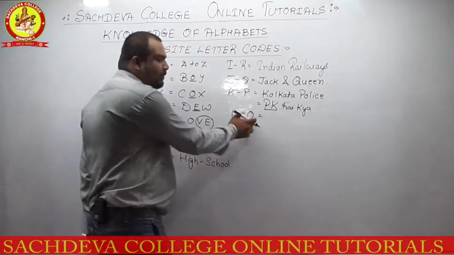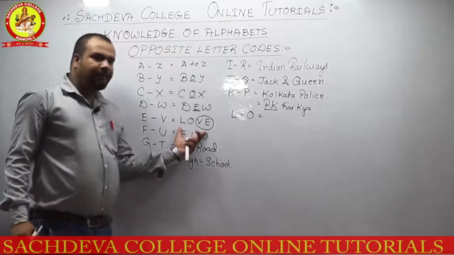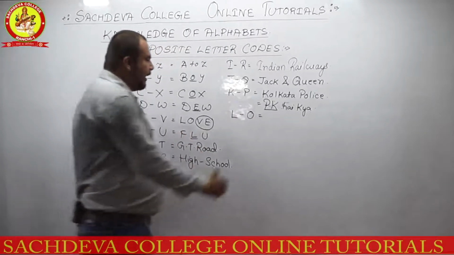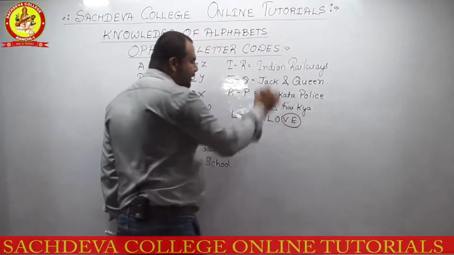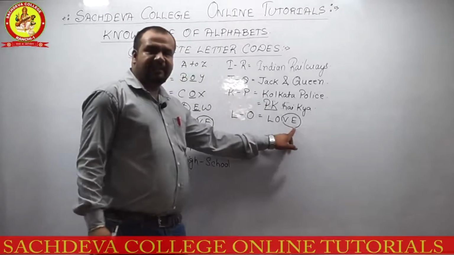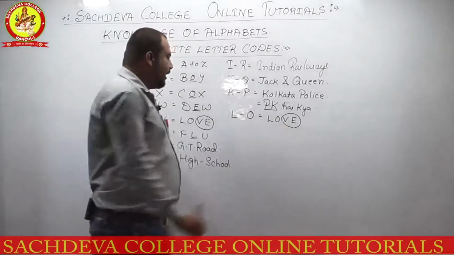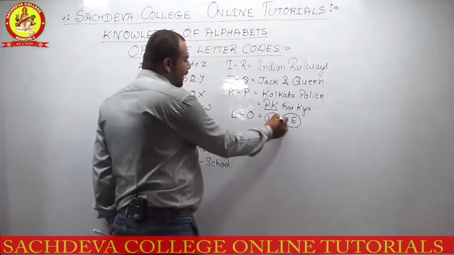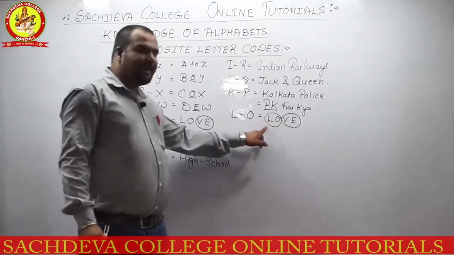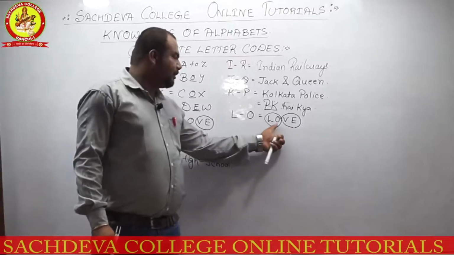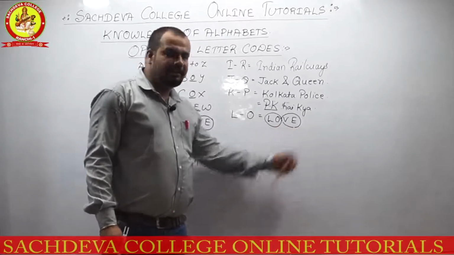Again we have L's opposite O. We have left love over here. Now, in love, first of all what we have is V's opposite is E and E's opposite is V. Then again we have L's opposite is O and O's opposite is L. So from love we can remember that L's opposite is O and V's opposite is E. Next.